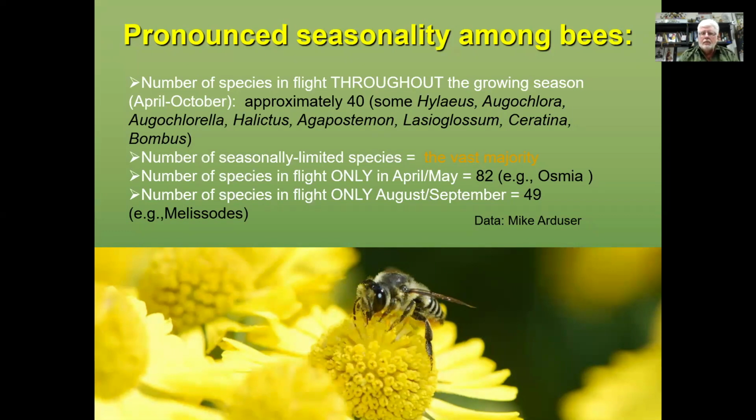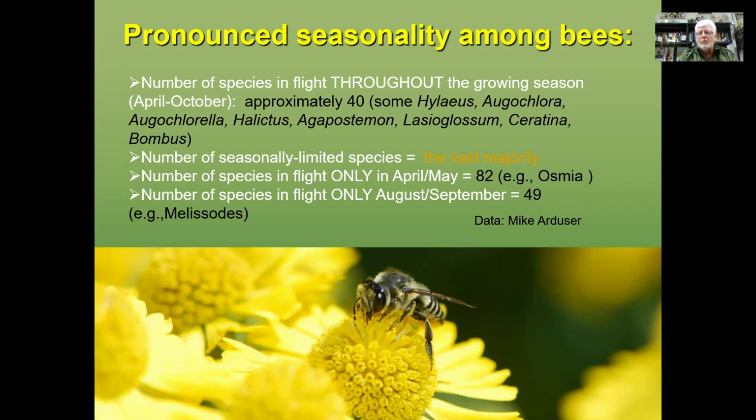For example, you don't necessarily have to memorize the genera, but Hylaeus are masked bees; Augochlora, Augochlorella, Halictus, Agapostemon, and Lasioglossum are different genera of sweat bees; Ceratina, small carpenter bees; and Bombus, bumblebees. Those species can be found throughout the year, though different species will be prevalent at different times of the year. But as a genus, the entire year is important.